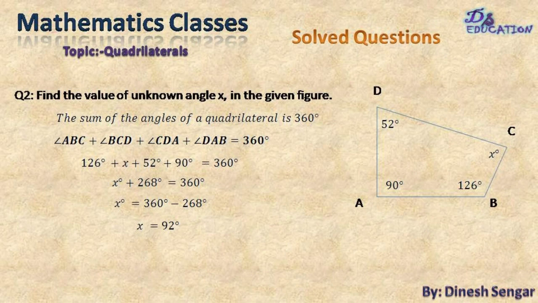x is equal to 360 minus 268. Therefore, x is equal to 92 degrees. So the unknown angle is equal to 92 degrees. Understood, children?